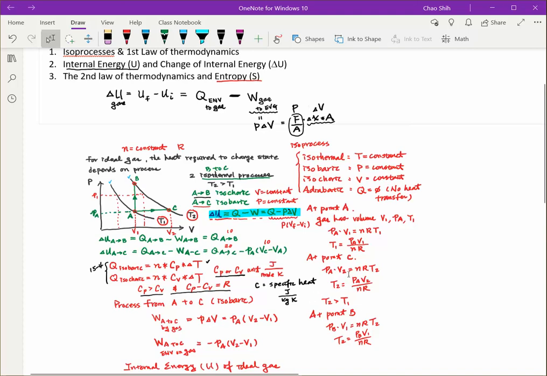And just by looking at the PV diagram, you can also calculate the temperature as well. I want to remind you this temperature over here is a temperature in Kelvin. It's not in Fahrenheit, it's not in Celsius, it is in Kelvin. So make sure that when you use this to do the calculation, whatever number you get is in Kelvin.